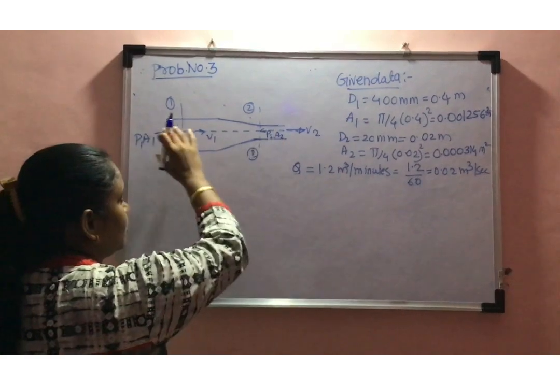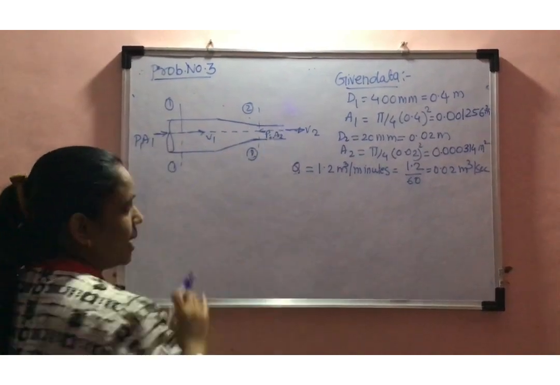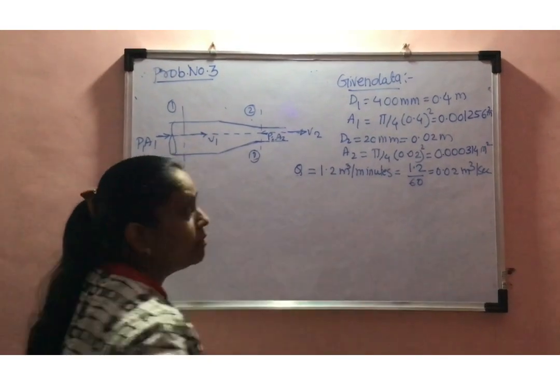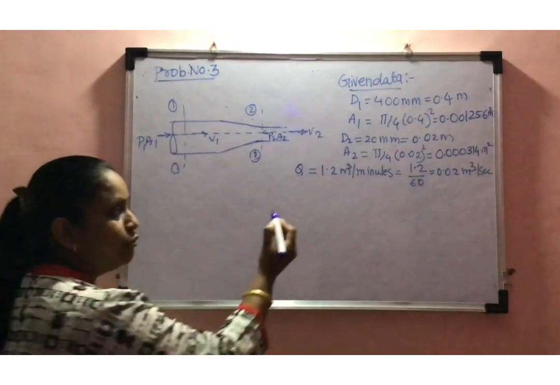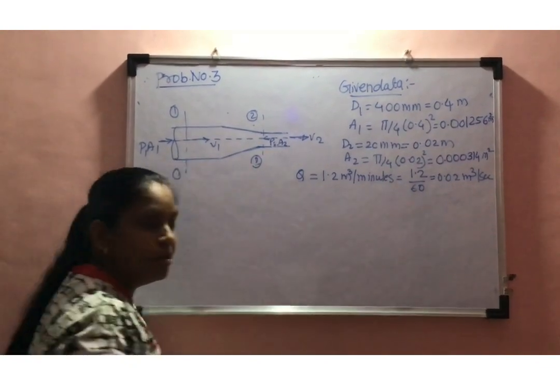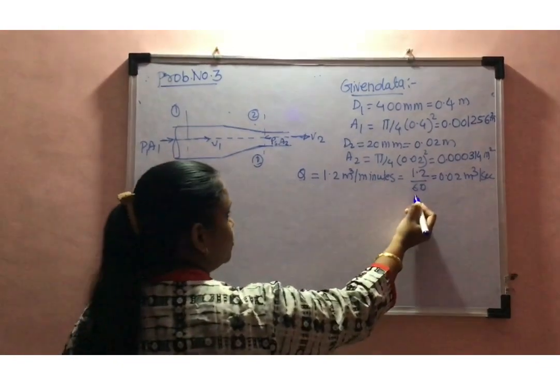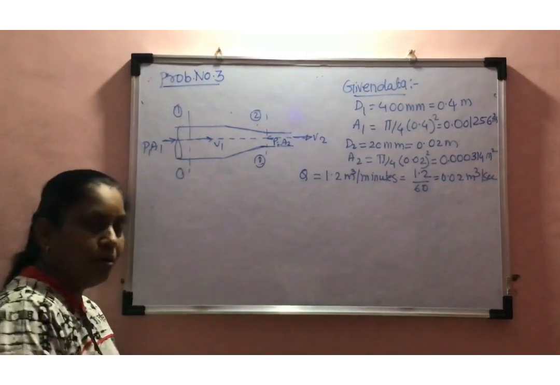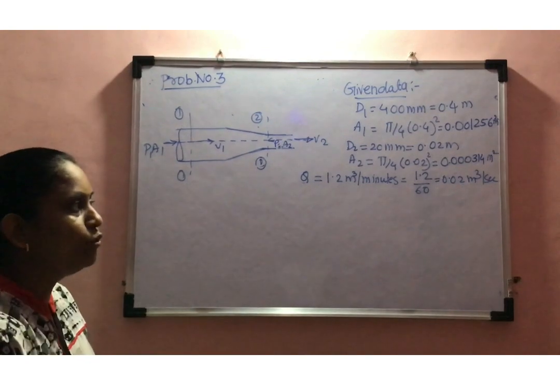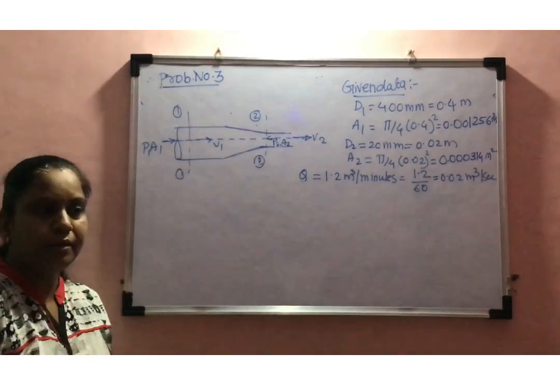As well as in this problem, discharge is also given. The water is flowing through this pipe with a discharge of 1.2 meter cube per minute. So we have to convert this meter cube per minute into meter cube per second. That's why I'm going to divide it by 60. Then I got the discharge here as 0.02 meter cube per second.